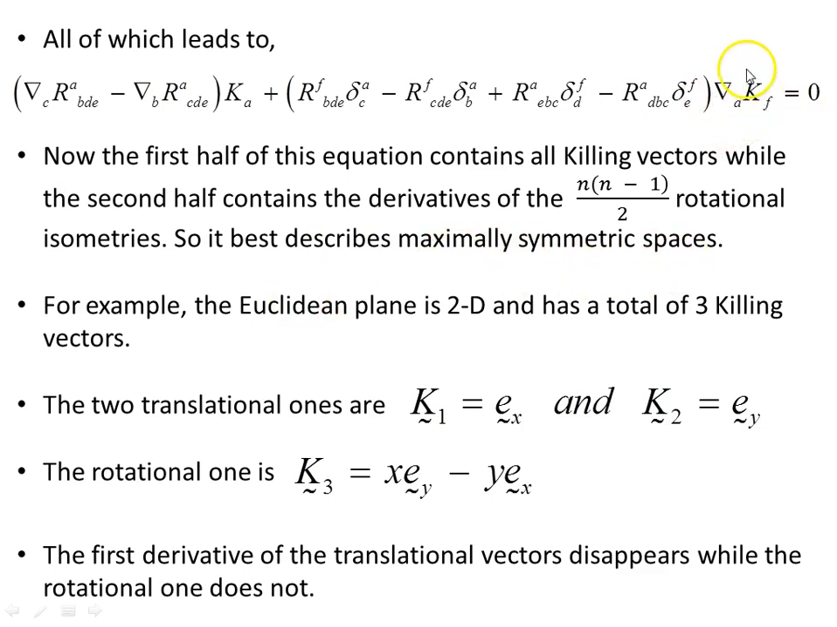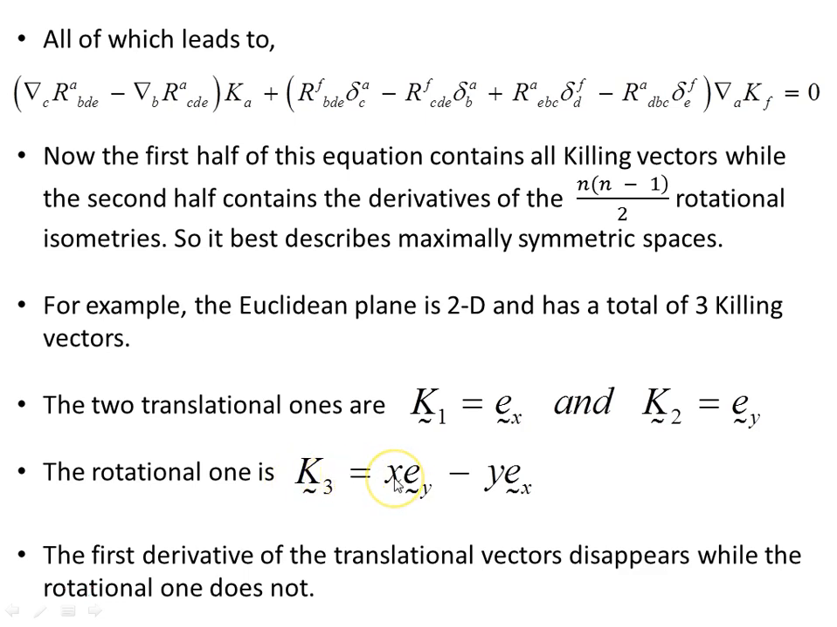Now, why did I need this bit here? Because some of the killing vectors when I differentiate will disappear and some won't. To give you an example, the Euclidean plane is 2D and has a total of 3 killing vectors. The two translational ones are k1 is e x, k2 e y, and the rotational one is this one, x times e y minus y times e x. Now when I take the derivative of this one and the derivative of that, they disappear. They're constant ones, they disappear.